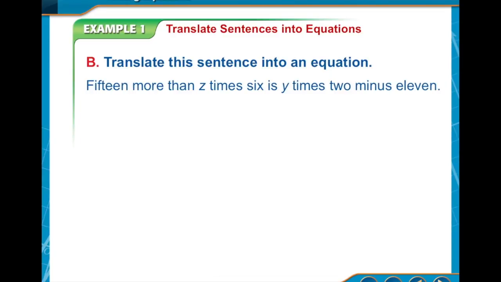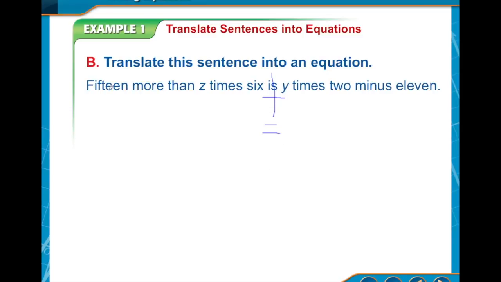So 1b, given this sentence, we want to make an equation out of 15 more than z times 6 is y times 2 minus 11. So we can break down what's happening here and write our terms that are given. So right away I know is going to mean equals. So we have two sides of our equation. Is going to mean equals. That's the middle of our equation there.